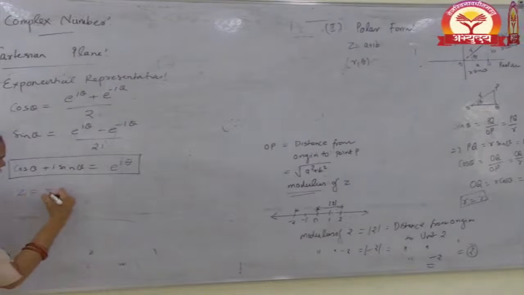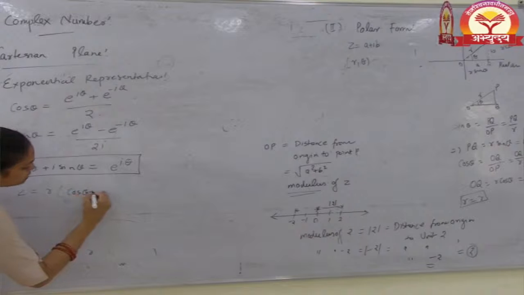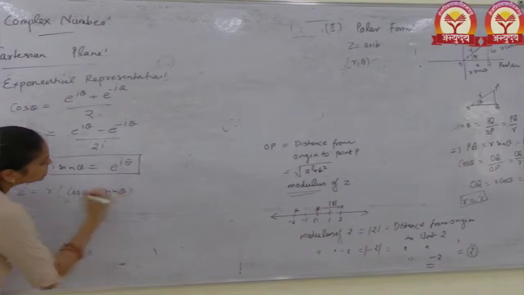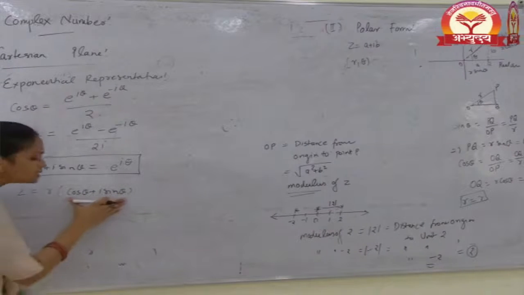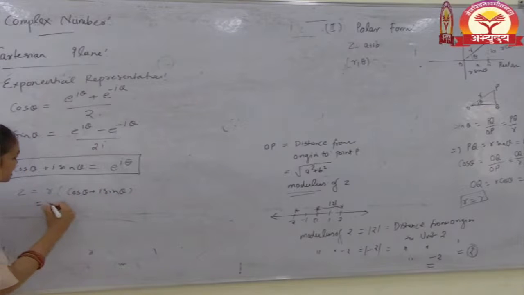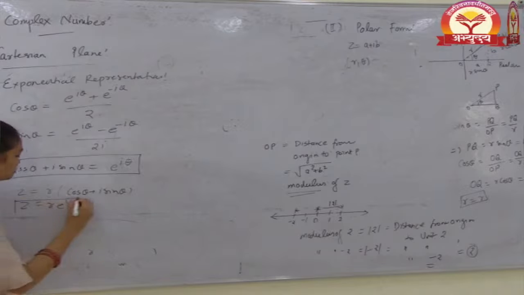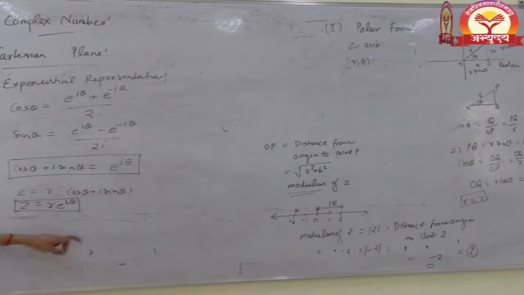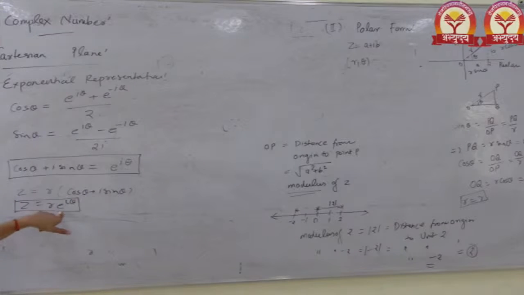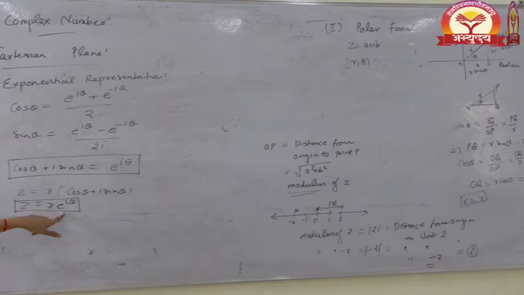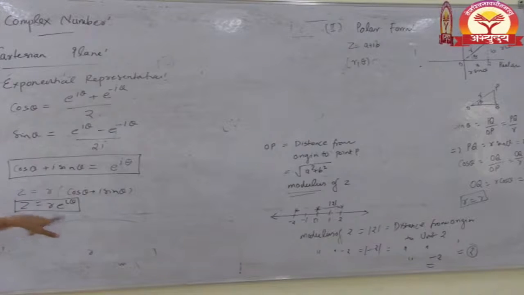Z is equal to what? R into cos θ plus i sin θ. That means this quantity can be replaced by Z is equals to r e raised to power iθ. So with the help of this exponential function, you can also define this complex number in form of this.